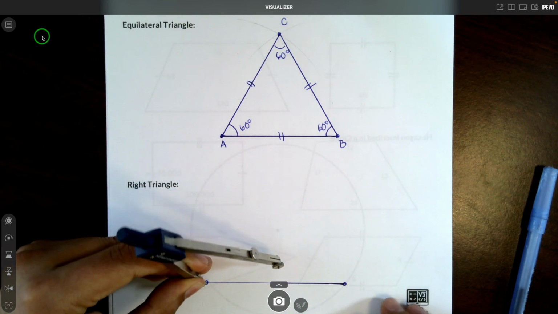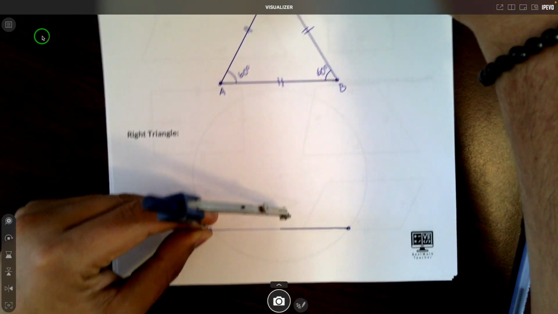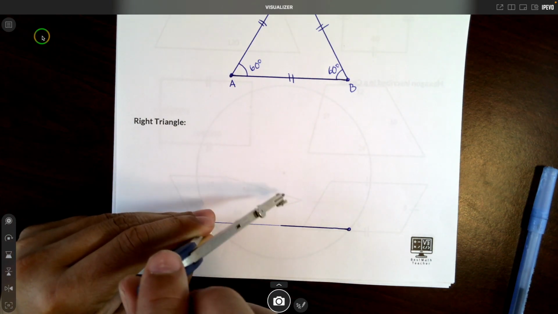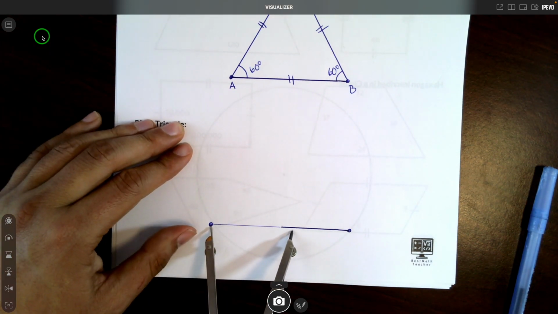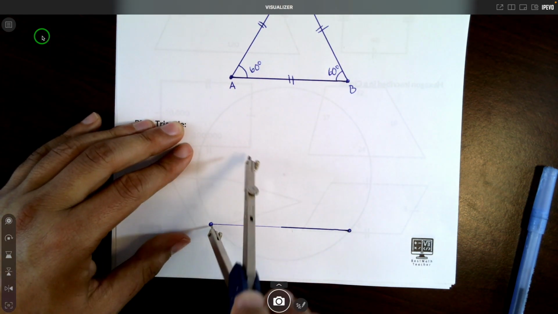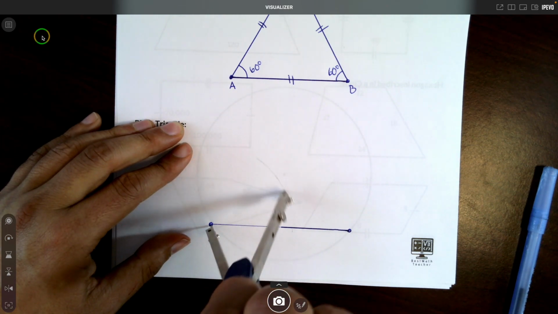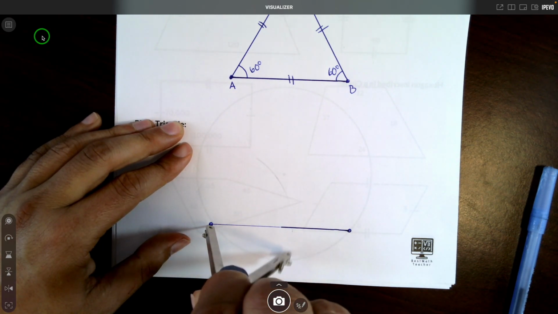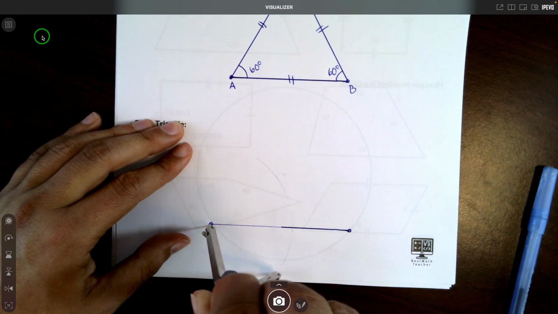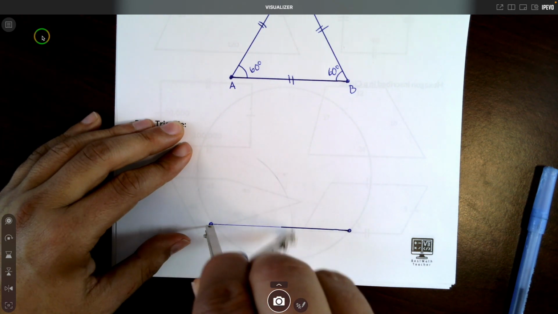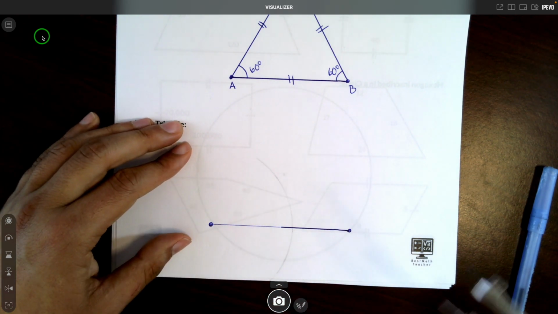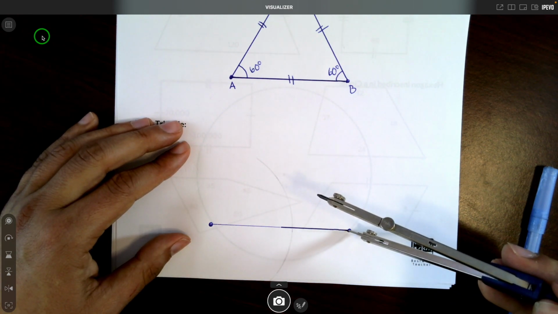Hopefully you guys can see that. Let's scoot this up just a little bit more. Okay. So this compass is wider than half, I'm going to draw an arc on the top. I'm going to draw an arc on the bottom. Actually, I guess I'm just drawing one big arc. I'm going to do the same thing on the opposite side.